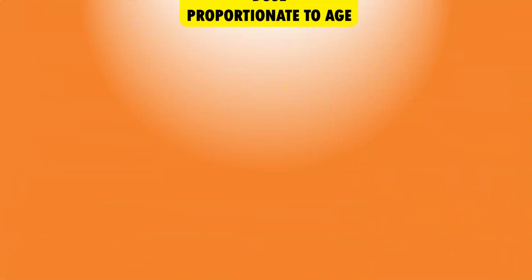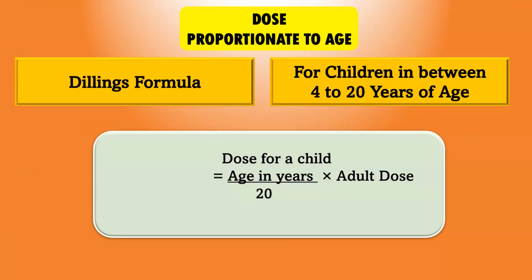Then next is Dilling's formula. You are going to use Dilling's formula for calculation of dose for children between 4 to 20 years of age. So what is Dilling's formula? Dose for a child is equal to age in years divided by 20, into adult dose. So this is Dilling's formula.